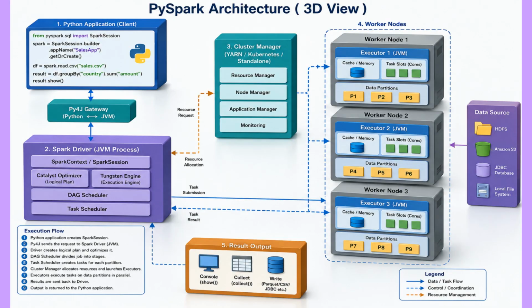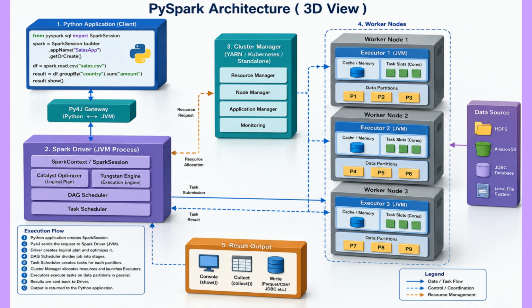Welcome to this detailed explanation of PySpark architecture. Let's explore each component step by step. Step 1. Python application, client. The Python application is the place where developers write PySpark code using Python APIs. For example, a developer creates a Spark session, reads data from a file, performs transformations such as filtering or grouping, and finally executes an action like show, collect, or write.